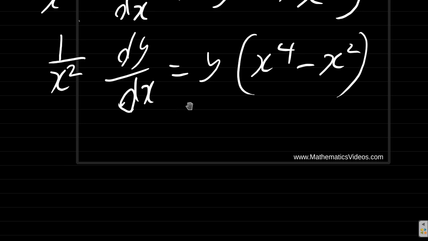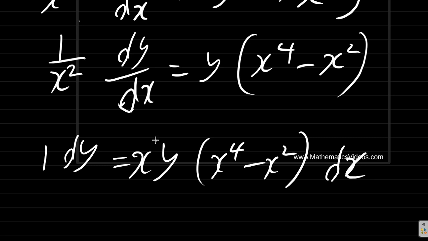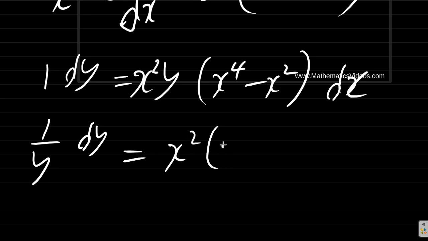let's multiply by x squared dx. So we'll have 1 dy equals, when we multiply by dx, we have y times x to the fourth minus x squared dx, and we multiply by x squared. So let's put x squared here. Alright, so there we have it now. And then we divide by y. So we have 1 over y dy is equal to x squared times x to the fourth minus x squared dx. Good.